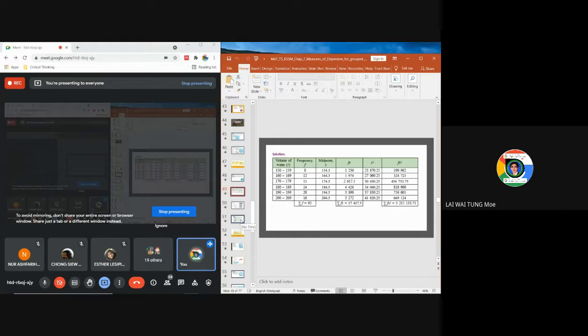Okay, so is there any more question before I proceed to box plot, the last part for today? Okay, if no, then I will continue. Okay, just a little more.